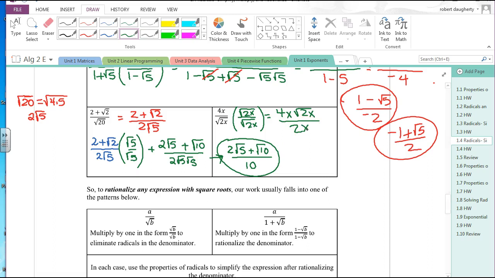What's 4 divided by 2? 2. What's x divided by x? X over x is 1. So the answer is 2 square root of 2x.